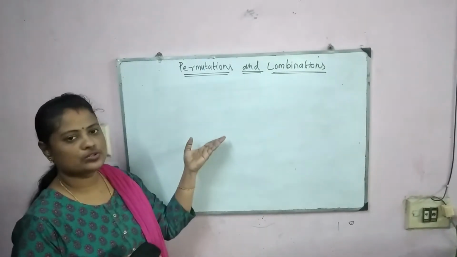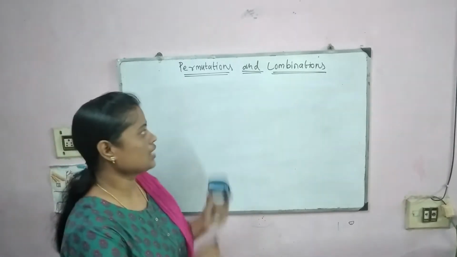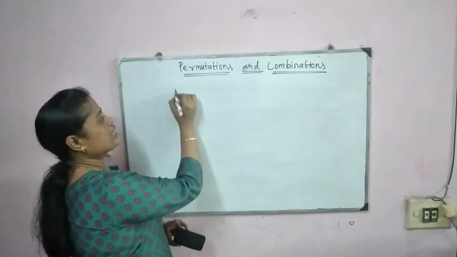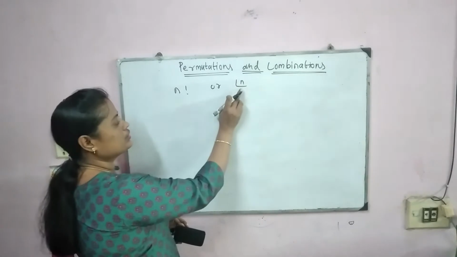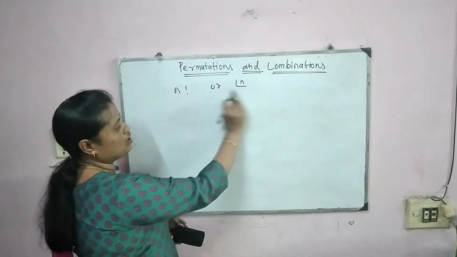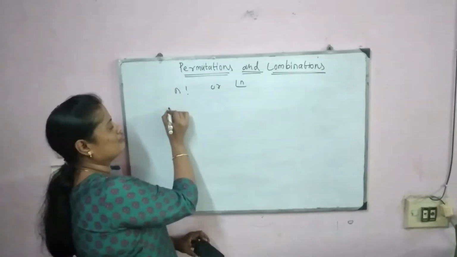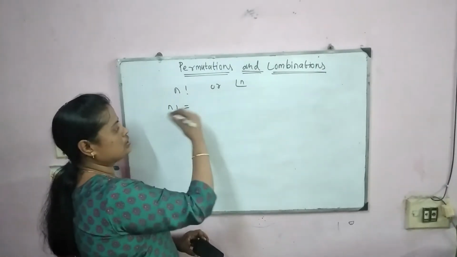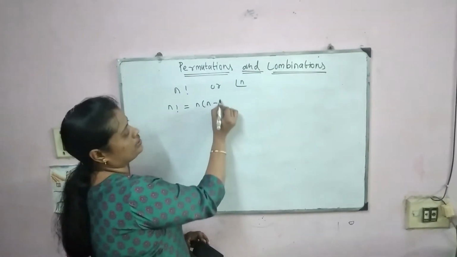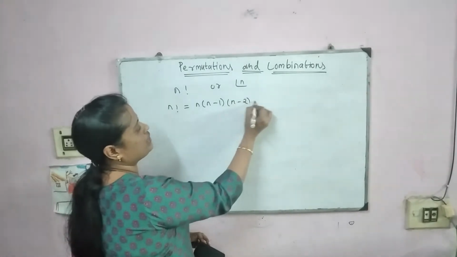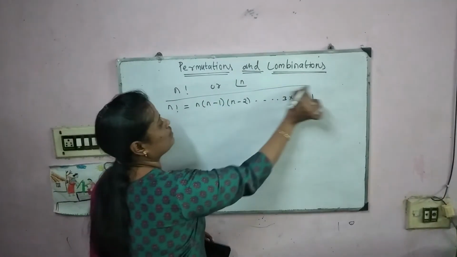Before going to permutation and combination, you have to know what factorial is. Let's start. We can say n factorial or factorial n. The notation is the same. Now, what is the formula for n factorial? n factorial is equal to, you have to write it in reverse order, n into n minus 1 into n minus 2 and so on, down to 3 into 2 into 1. This is the formula for n factorial.